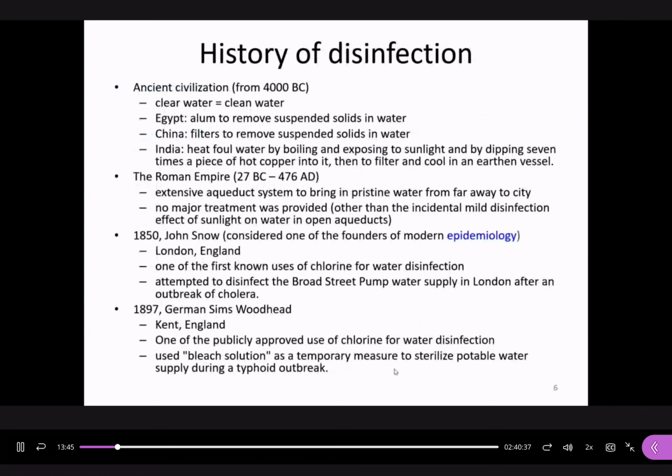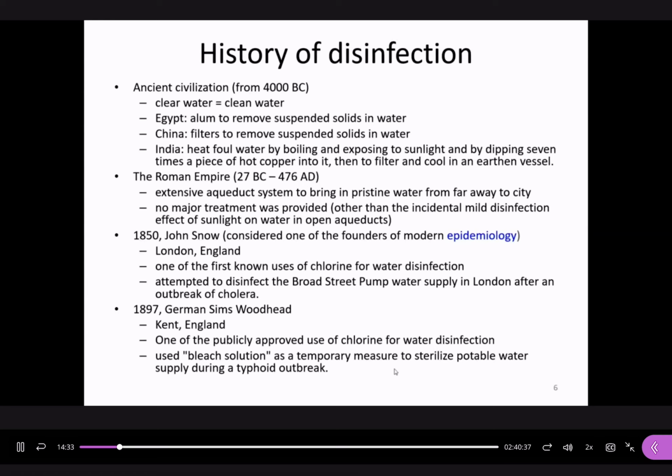History of disinfection, right? Ancient civilizations, like in Egypt and China, used filtration or coagulation, right? In India, they heated foul water by boiling. Roman Empire, mild disinfection by sunlight, okay? And in 1850, John Snow, right?